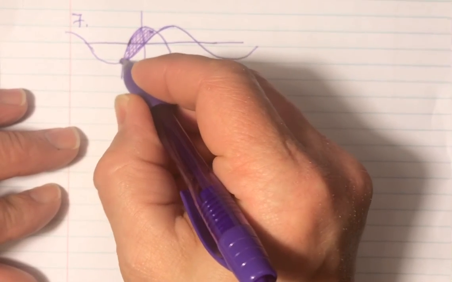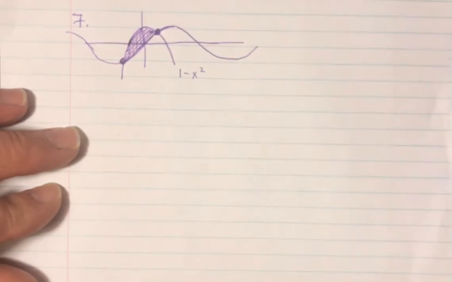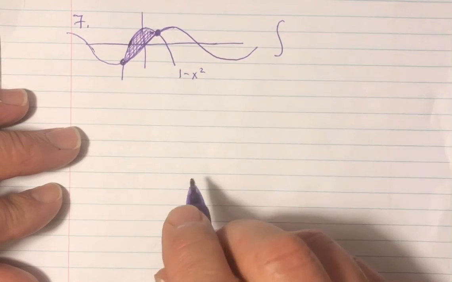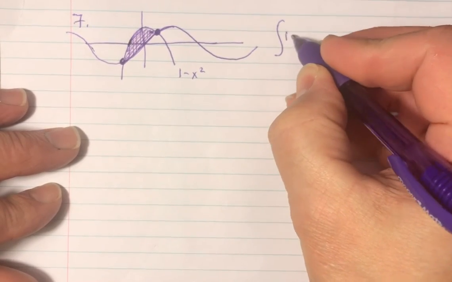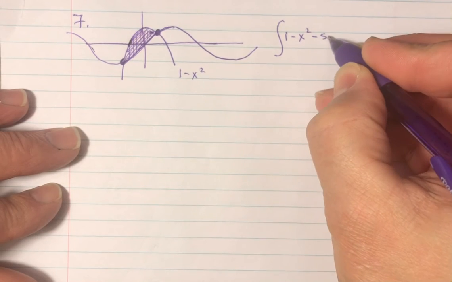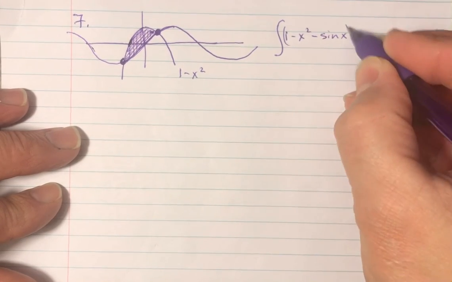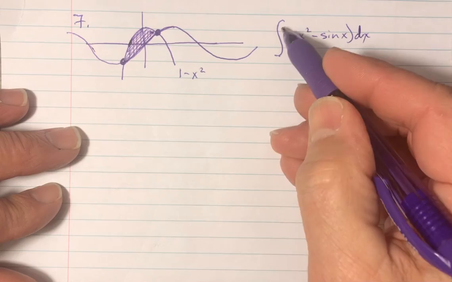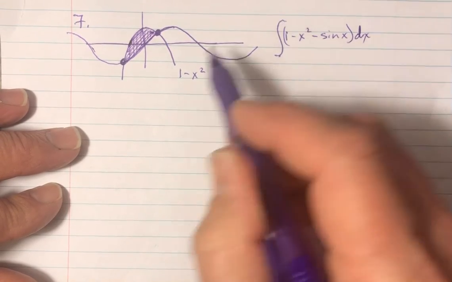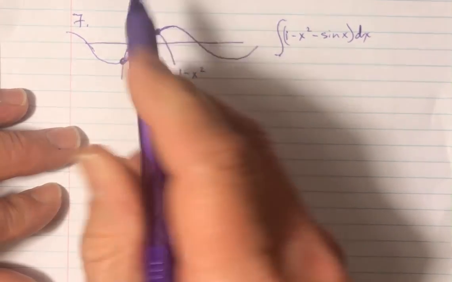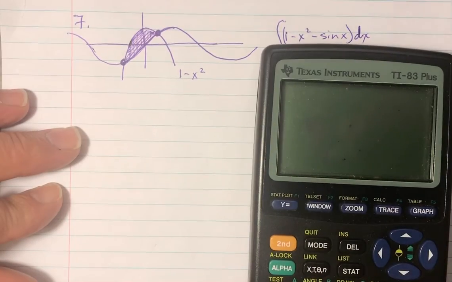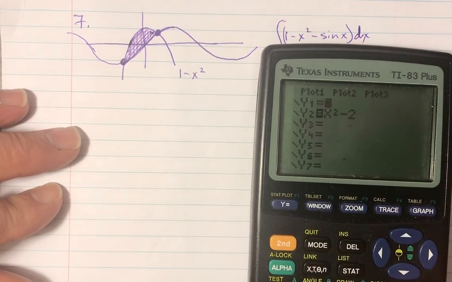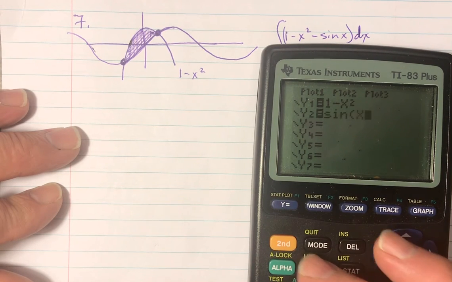So we need this point, and we need that point. And then when we write our integral, it's going to be 1 minus x squared minus sine of x. And we just need to know these 2 points. So we have our limits of integration. So I'm going to take y1 equal to my upper function, 1 minus x squared, and my lower function y2 is sine of x.